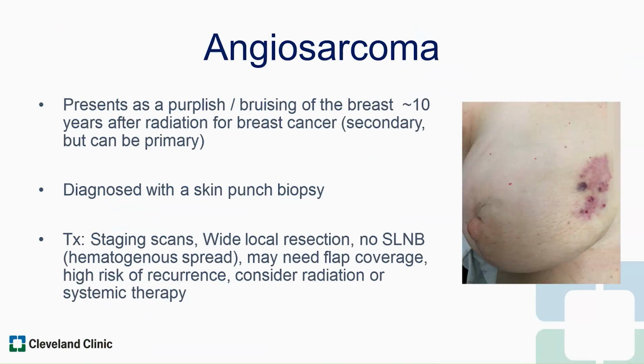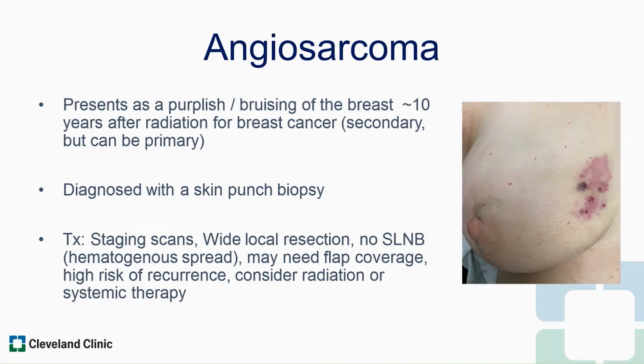If you do diagnose somebody with angiosarcoma, you want to get staging scans. The treatment is a wide local excision. So grossly, you're going to mark out 5 centimeters around this to get a local excision. You don't have to perform a sentinel node biopsy because, again, it's a sarcoma. Sarcoma is hematogenous spread. But because you're doing such wide margins, you're most likely going to need some type of flap coverage.